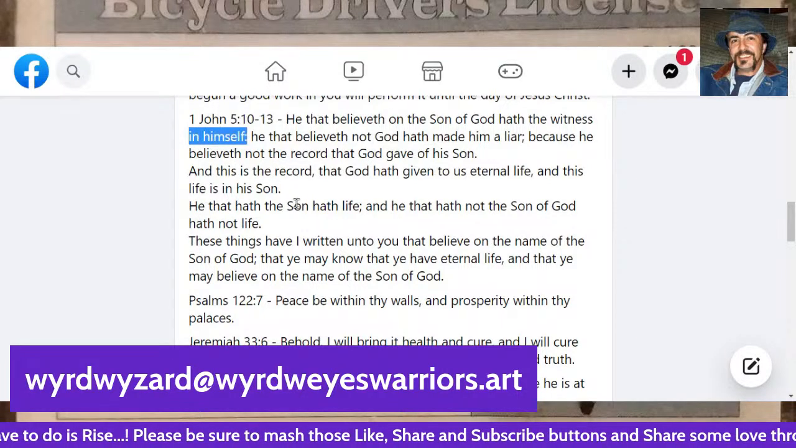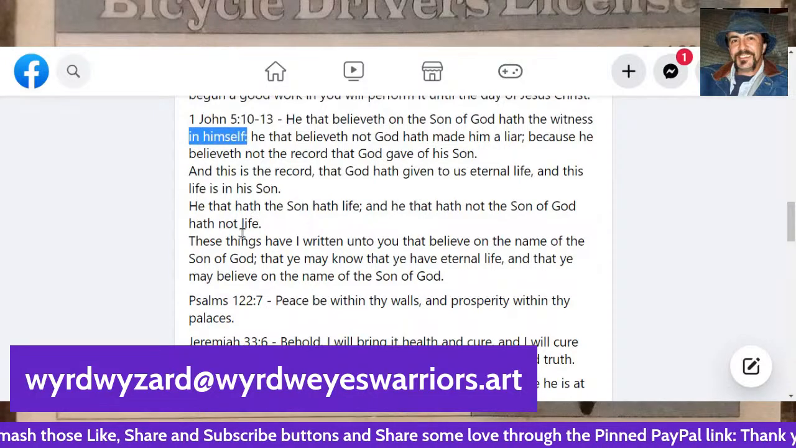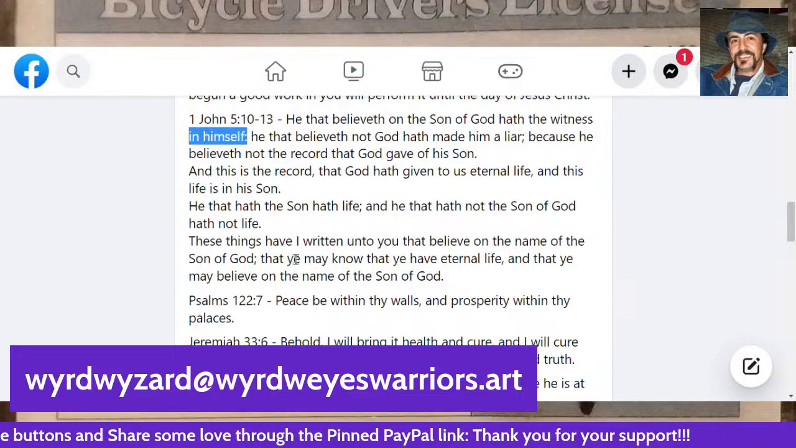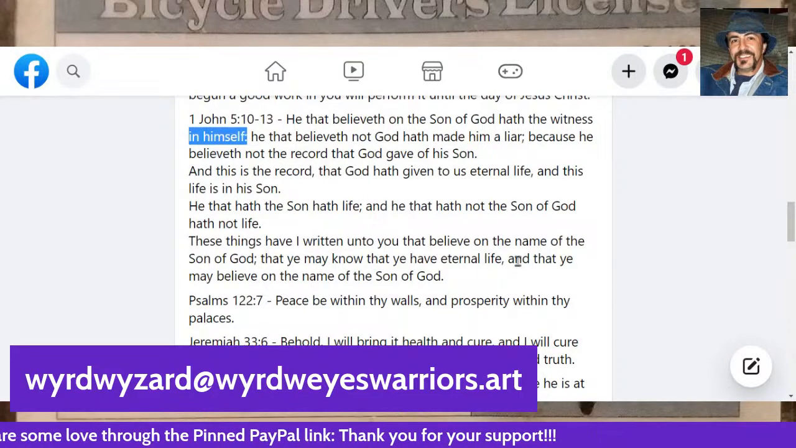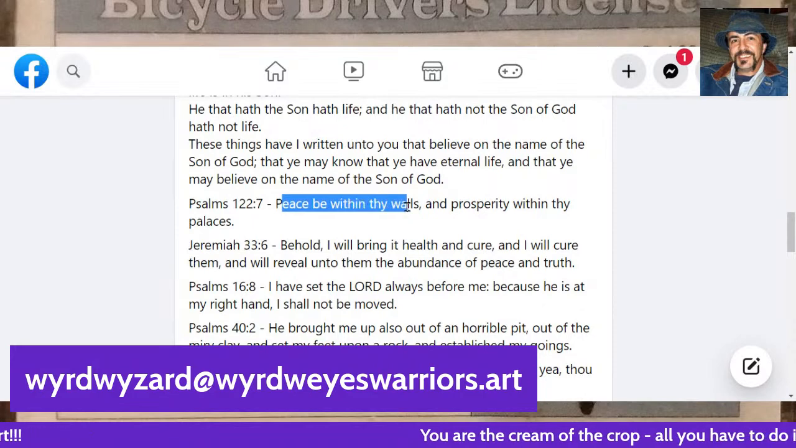He that hath the Son hath life, and he that hath not the Son of God hath not life. These things have I written unto you that believe on the name of the Son of God, that ye may know that ye have eternal life, and that ye may believe on the name of the Son of God. Psalms 122:7. Peace be within thy walls.